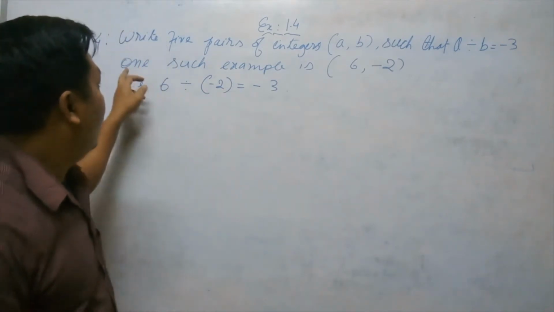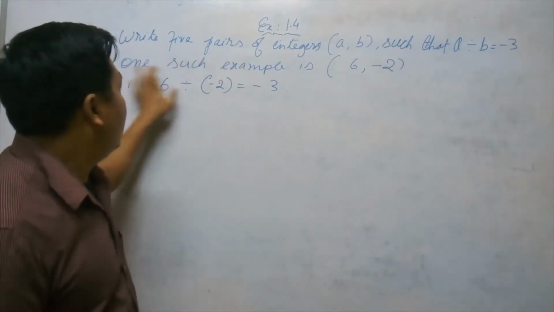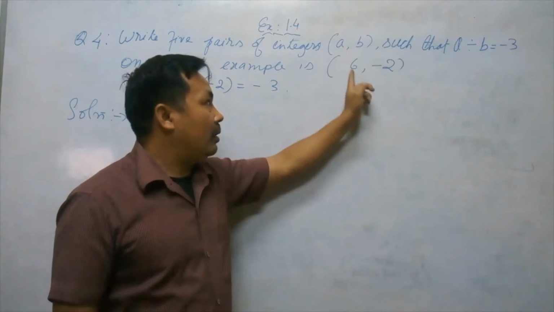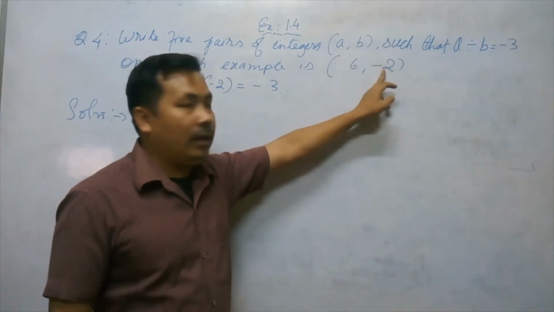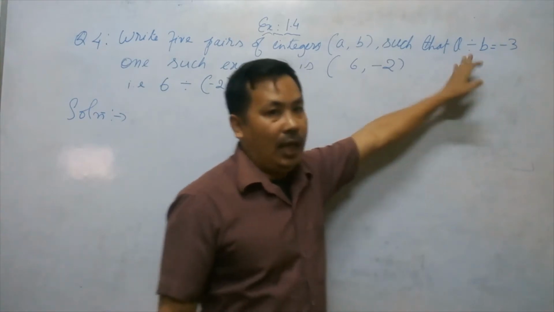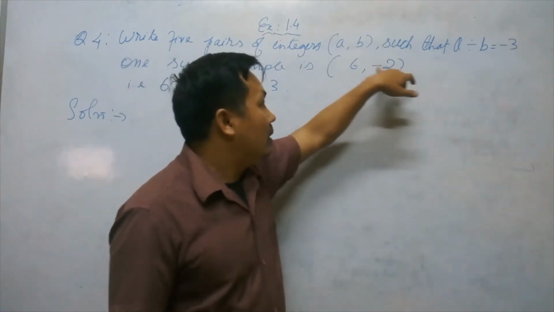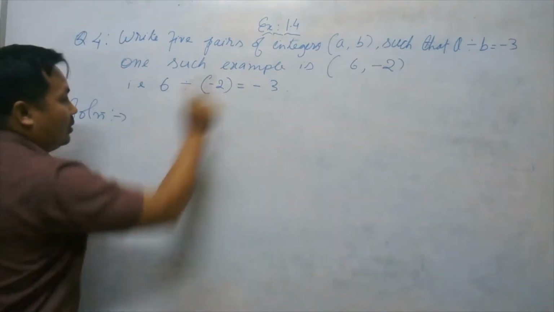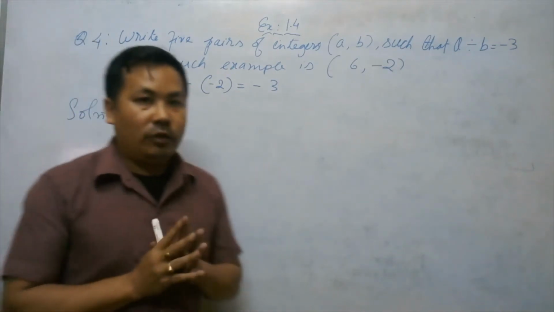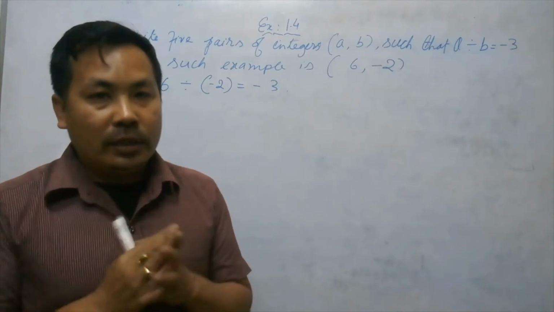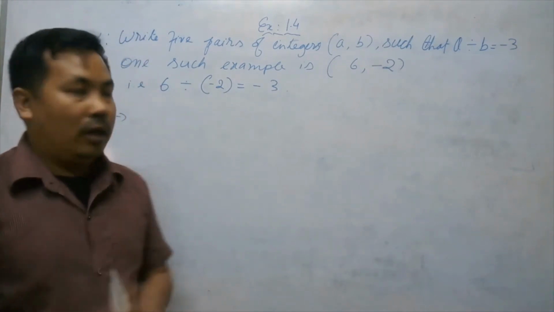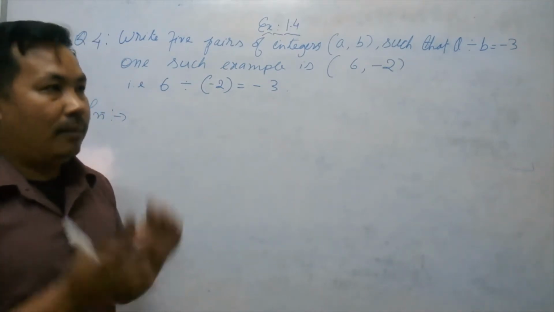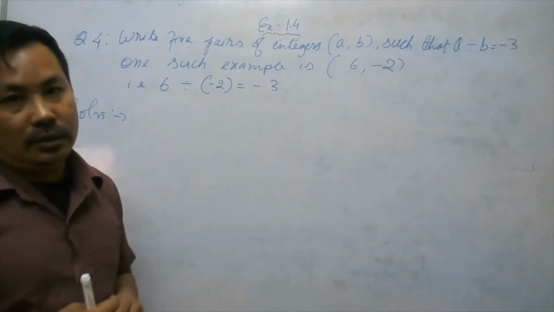Here one more condition is given, that one such example is 6 and minus 2. As A we are taking 6, as B we are taking minus 2. Then if we divide this A by B, A was 6. So if we divide 6 by minus 2, we will get minus 3. We know that when we divide 6 by 2, we get 3, but 2 is a negative number, so the answer will be negative. So like this, we'll take some more examples of 5 pairs of integers. Okay, clear? Let us see.